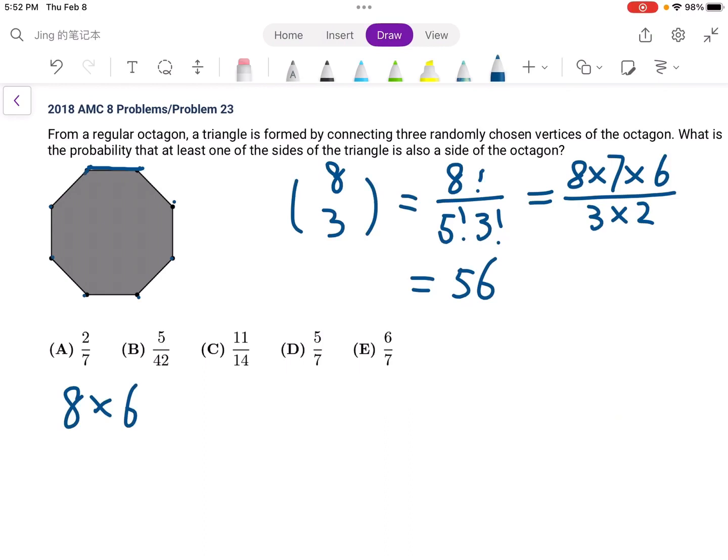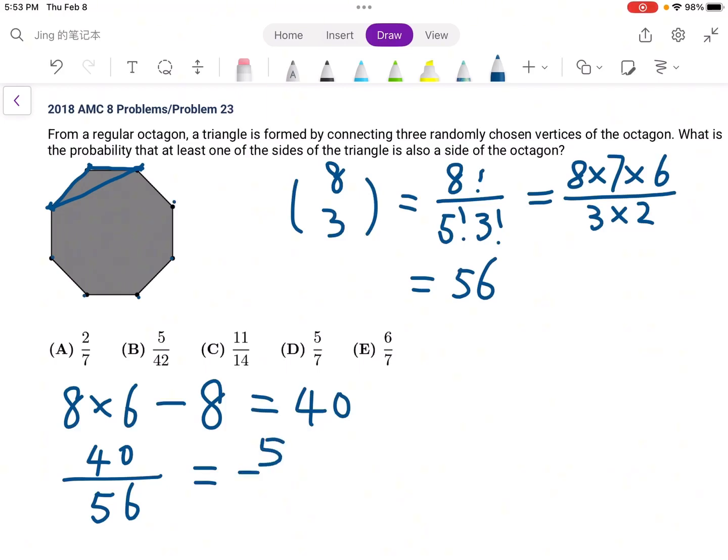And in there is one case that's double counted. That's the 3 neighboring vertices. So how many of these combinations are there? There are 8. So we subtract that. And that means there are 40 of these triangles. And 40 over 56 equals 5 over 7.